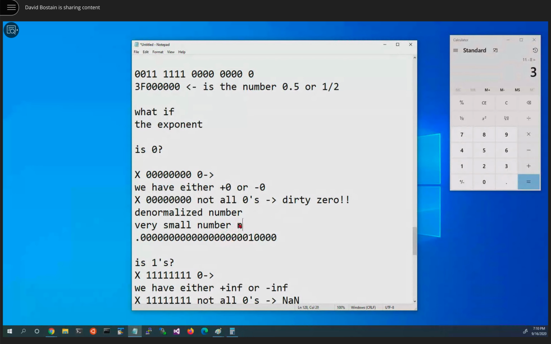It's basically going to be whatever that mantissa is times 2 raised to the minus 126th power. So it's a very, very small number. But you can easily recognize it because its exponent is all zeros, and regardless of what the sign is, the remainder of the number is going to be not all zeros.